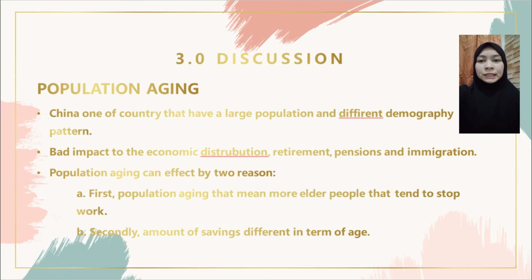Discussion. The point of discussion is population aging, where China, one of the countries that have a large population and different demographic patterns. However, China, one of the developing countries, can survive. How can this happen? The answer is elder people in China have savings for their elder life and can support their family, and China is one of the main supplier countries in the world, in other words, a driver of the world economy.